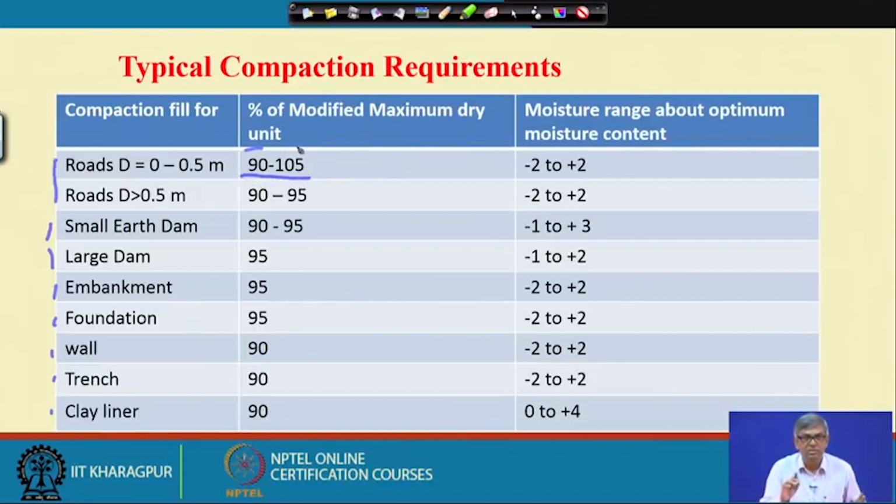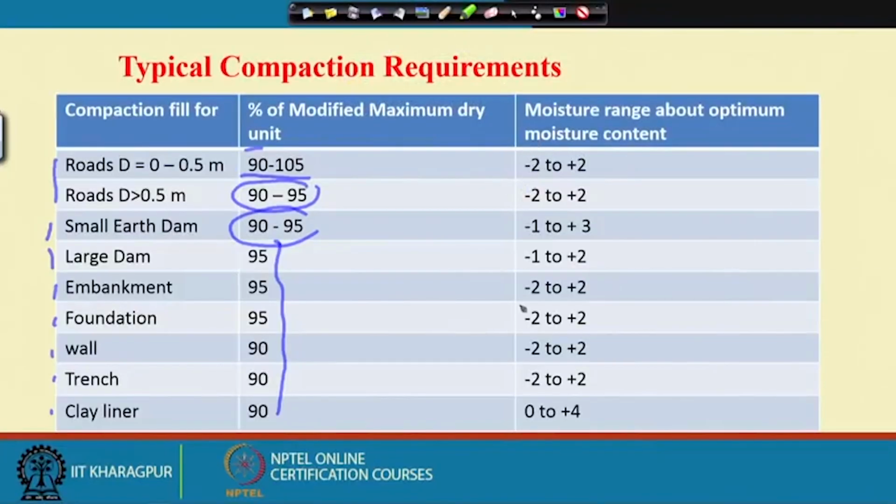That means whatever dry density you get, how much you should at least achieve. So we can achieve 90 to 105, that means less or more also. In roads it is 90 to 95, small earth dam 90 to 95. In most of the cases approximately 95% is the most common, where whatever we get in the laboratory we should at least be able to achieve 95% of that. The specification is generally given in terms of Proctor compaction, that you have to compact to 95% of Proctor density, 98% of Proctor density, like that.